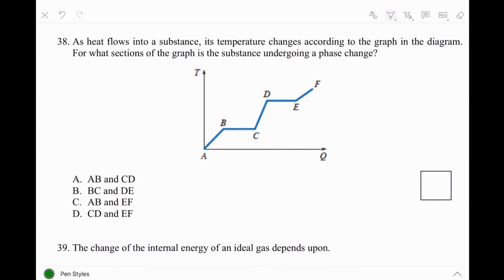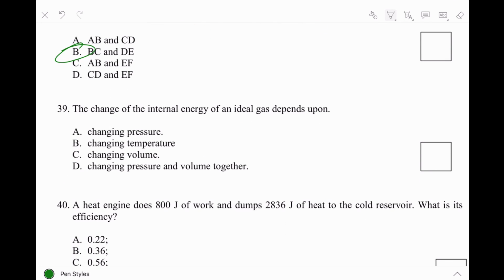Number 38. What's the phase change here and here? So it's B, C, and D. 39. The internal energy of an ideal gas depends only on temperature. And actually the U is a numerical factor times N, k, and this is delta T. All right, the change of temperature.